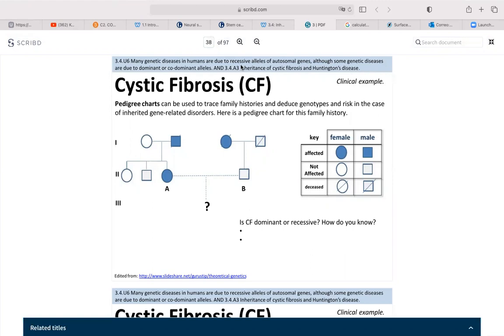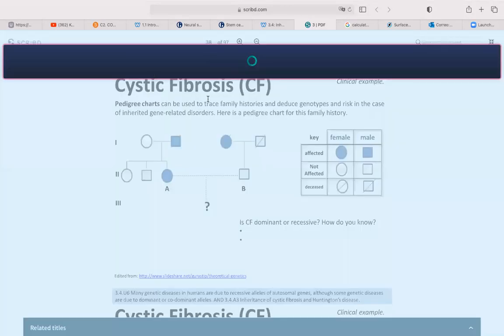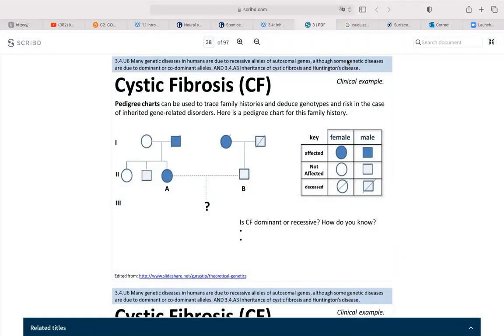Also, some genetic diseases are due to dominant or codominant alleles. In this case, we're going to talk about cystic fibrosis and Huntington's disease, okay? Pedigree charts can be used to trace family histories and deduce genotypes and risk in the case of inherited gene-related disorders. So this is a way to identify if someone in the family is going to have this disorder, okay?